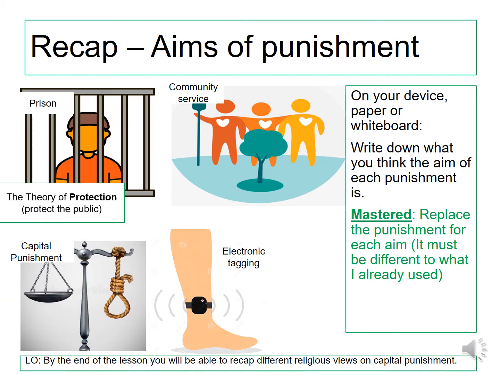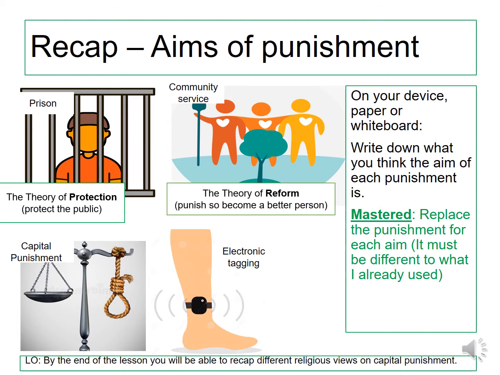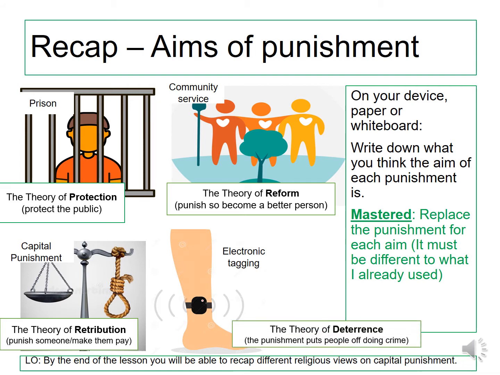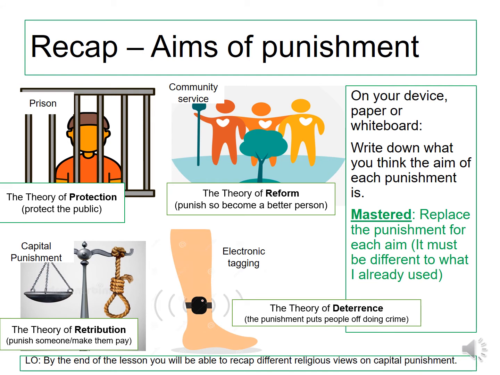So prison is the theory of protection. It's to protect the public, and it could be used as a deterrence too. Community service is a theory of reform, so to punish people so they become better people. Capital punishment is a theory of retribution, to punish someone and make them pay for a crime that they have committed. And electronic tagging is a theory of deterrence, to put people off doing a crime.